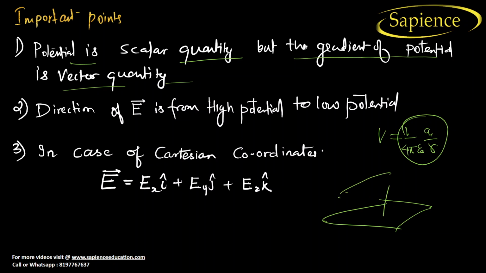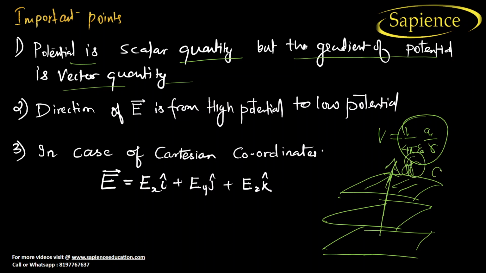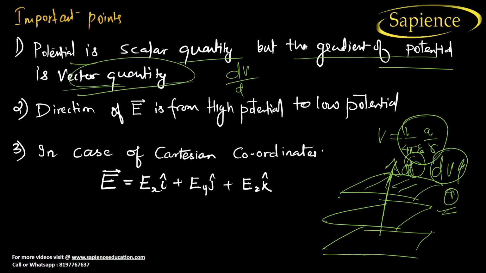So let us consider this is a potential surface. This is another potential surface like this, right? So when you go, you are providing a specific direction like this, which means that the potential and direction both are related. That's why when we talk about the gradient, it is a vector quantity. Remember, dV by dr is a vector quantity. Very important. So these are the points you should remember while preparing for the class 12 board exam.